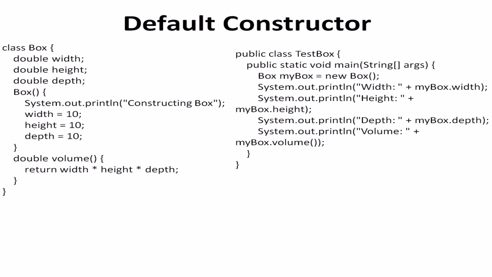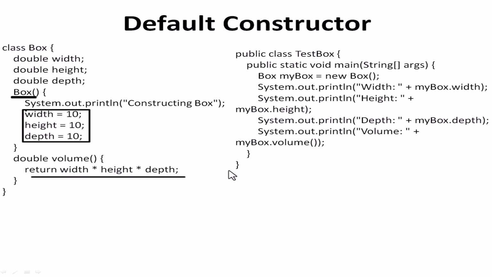Next, default constructor. A default constructor is one which doesn't have any parameters. Earlier we have seen a parameterized constructor. The default constructor has the same name as the class name. Inside this particular method it doesn't have any parameters. Here you have just declared width 10, height 10, and depth equal to 10. Volume is going to return width into height into depth. Here it is going to print.